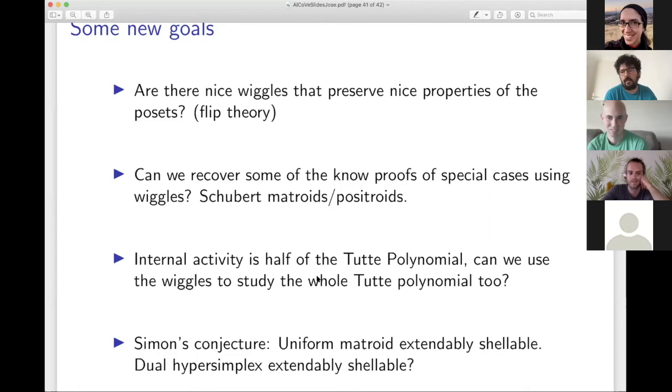But I guess that the whole point of the story is that when you know how to wiggle, you still get a lot of structure that we don't fully understand. And so if you look at our paper, it's packed with problems that I think are really nice. This is just a very nice connection that we discovered.